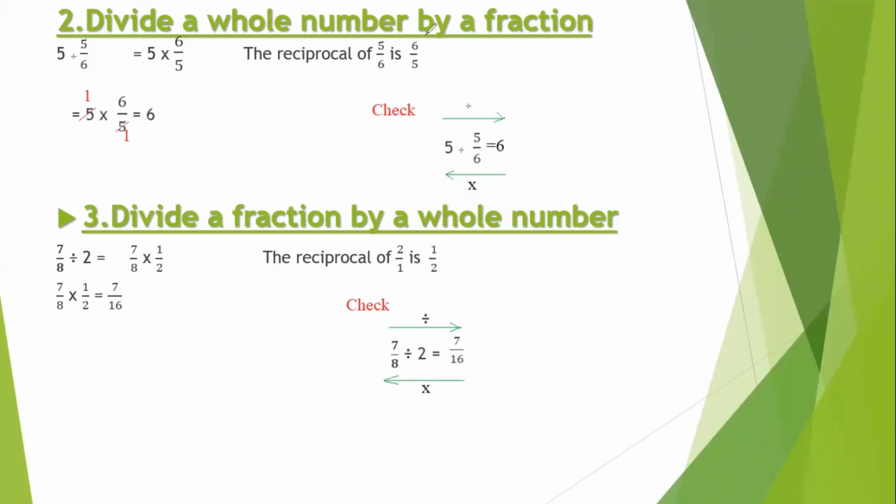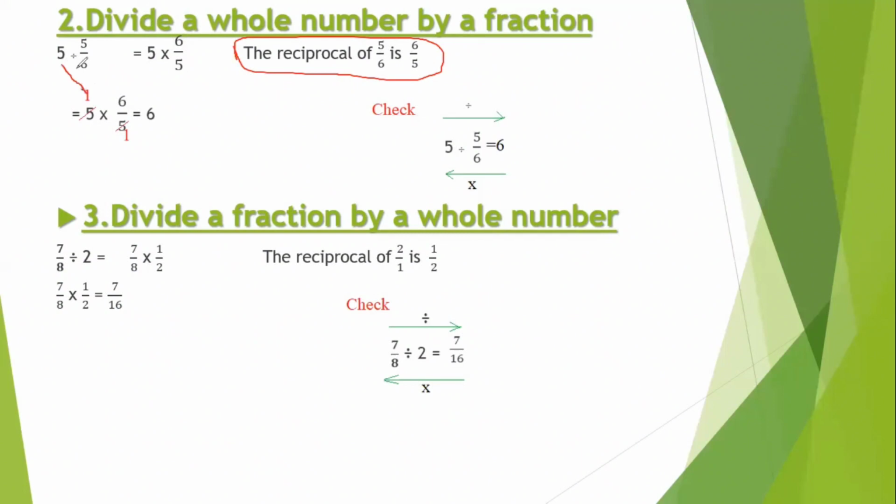Divide a whole number by a fraction. 5 is a whole number divided by fraction 5/6. We know that reciprocal of 5/6 is 6/5. الاتنين عكس بعض. So if I divide by 5/6 is the same meaning if I multiply by 6/5. So let's change the division to be multiplication.